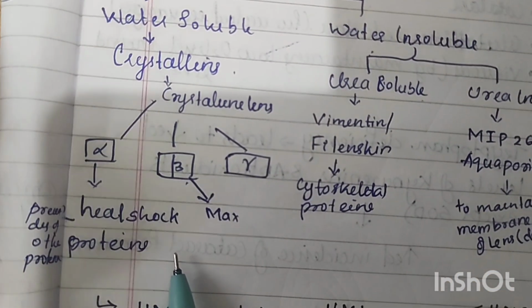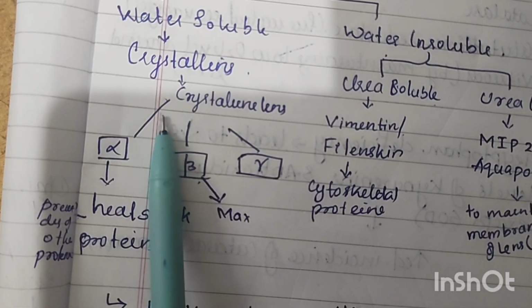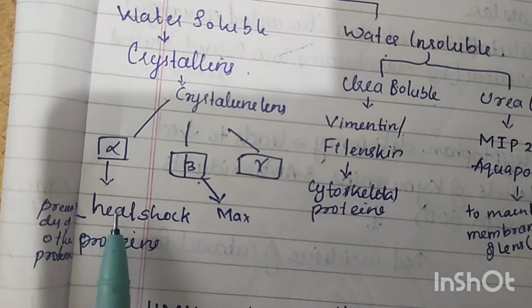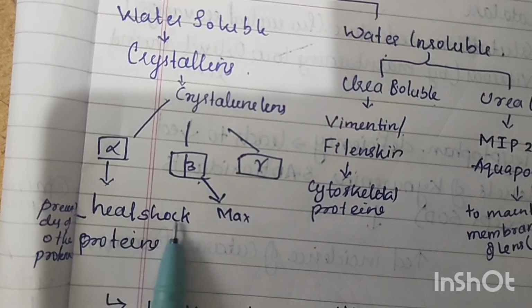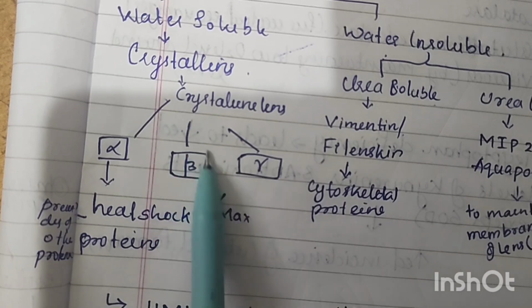Okay, and the water soluble proteins are again of 3 types: alpha, beta and gamma. The alpha are also called heat shock proteins because they help in preventing the degeneration of other proteins. And the majority protein is beta.